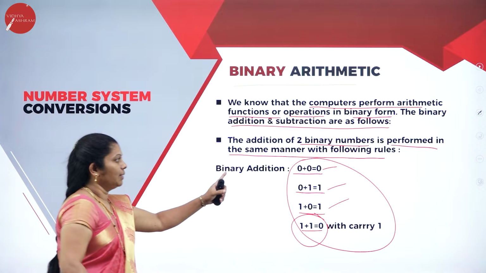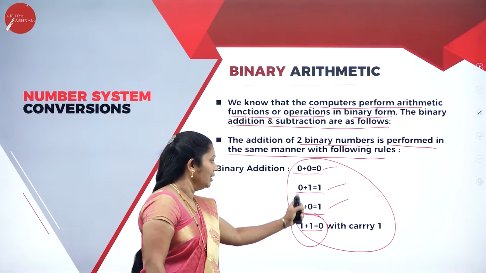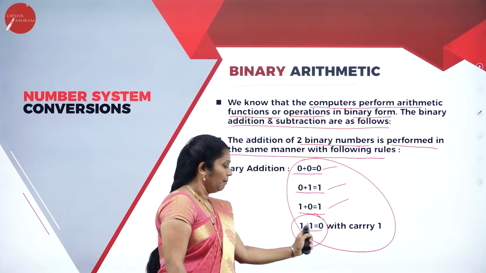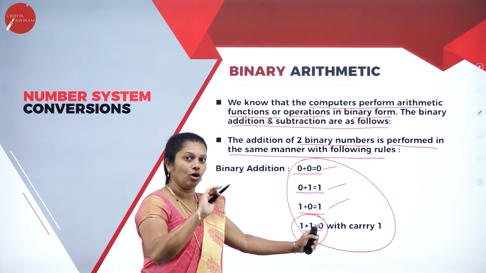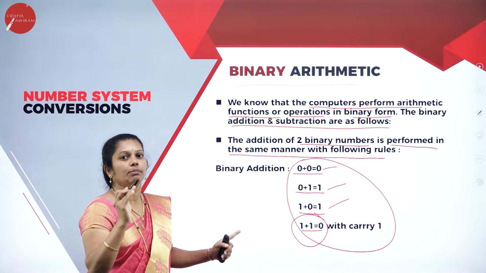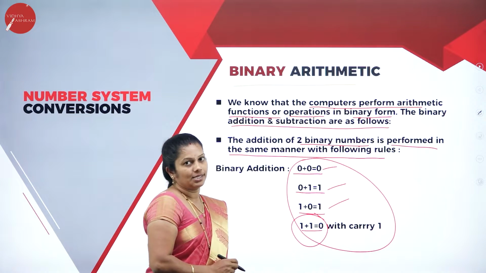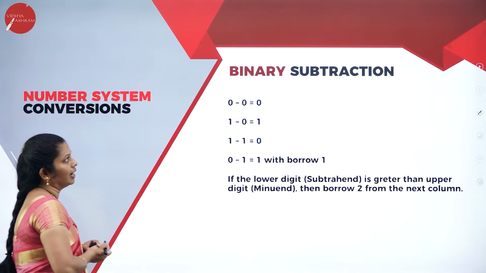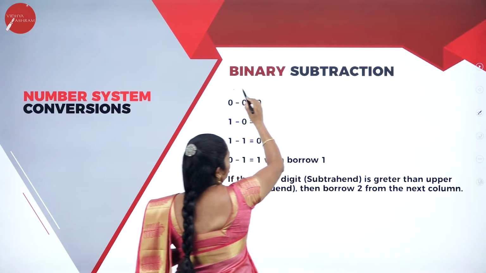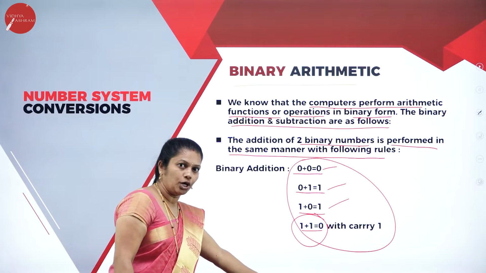See, here the major rule is 0 plus 0 is 0, 0 plus 1 is 1, as well as 1 plus 0 is 1. But 1 plus 1, it is not 2. If it is a decimal number, only in that case 1 plus 1 is 2. But if it is binary addition, 1 plus 1 is 0. Now, I am going to explain binary subtraction. In binary addition, this is the major rule you have to follow.